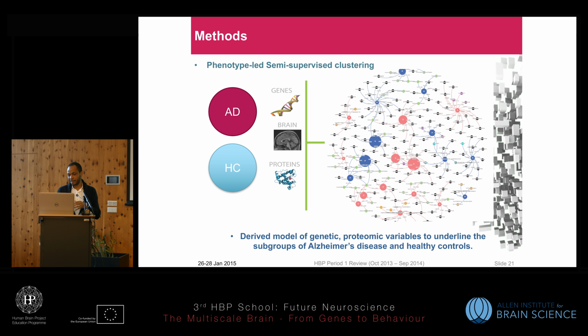So the next step will be to say, okay, I now have this homogeneous subgroup. Does it behave the same way longitudinally? What about these people that we identified as normal but with already some atrophy? Are they going to convert to Alzheimer's disease at certain time points?